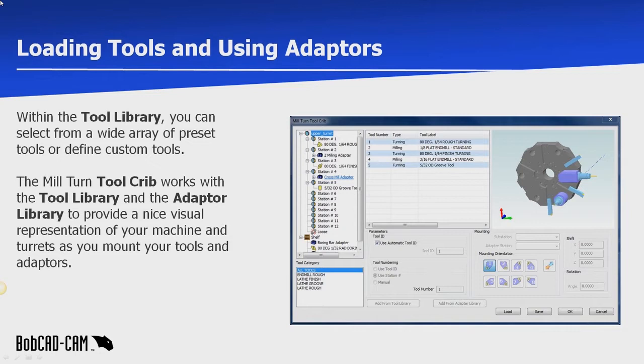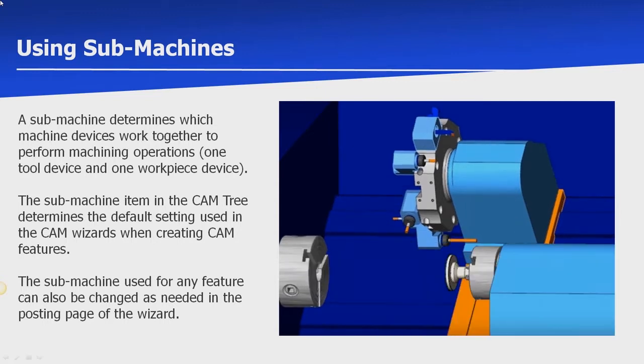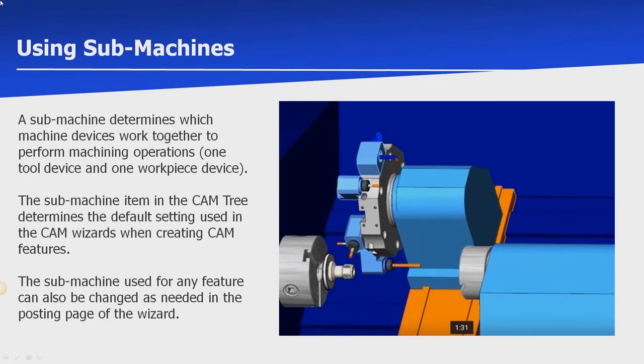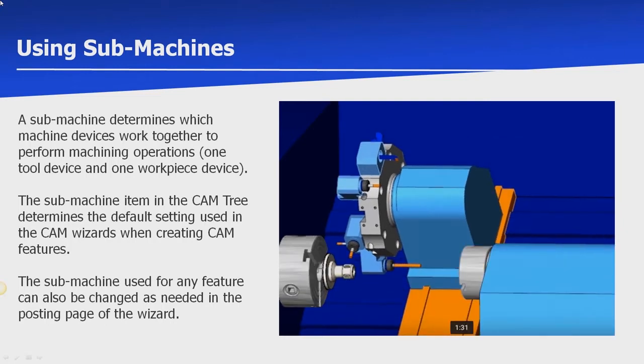The adapter library and tool library is really nice because now we have the adapter library and the turret set up so that you can define all your adapters and your tooling. And then you have using sub-machines, which is the actual sub-spindle itself. We call it a sub-machine when you want to transfer over there.